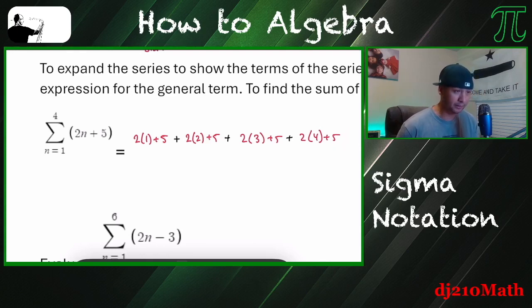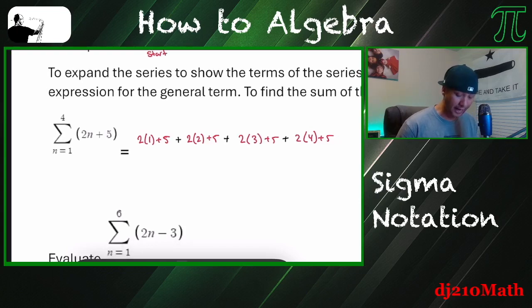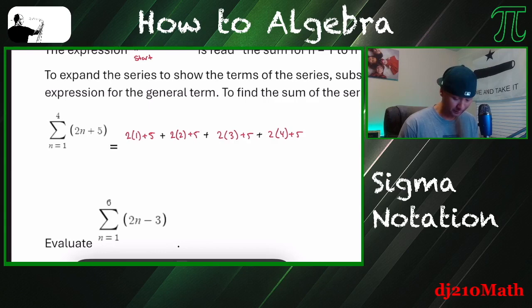All right, so this is the sum. You might hear it referred to as a summation, right? As summation or sum. Either way, sigma is the sum of, right? Because it's adding up a whole bunch of things, and it's adding up these things. So 2 times 1 is 2 plus 5 is 7. 2 times 2 is 4 plus 5 is 9. 2 times 3 is 6 plus 5 is 11. 2 times 4 is 8 plus 5 is 13.